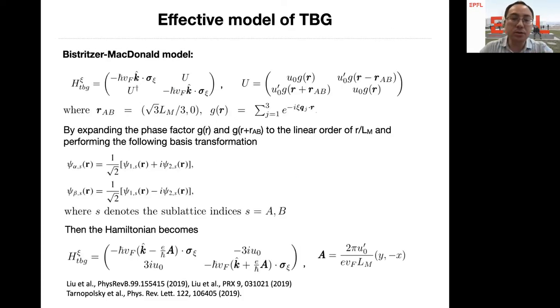In order to apply these decomposition rules to the twisted systems, we would like to also review the effective model of twisted bilayer graphene. Start from the Bistritzer-MacDonald model, which is a continuum model. If we expand this moiré potential to the linear order of r divided by a_M and perform the following basis transformation, we can obtain a wonderful Hamiltonian. This is called the rotated Hamiltonian.